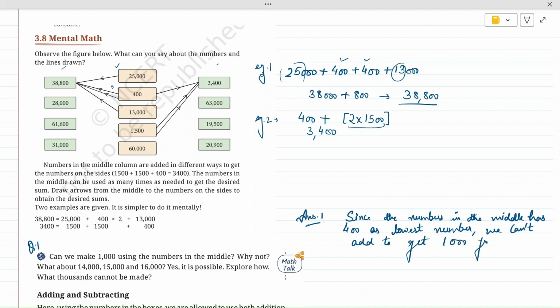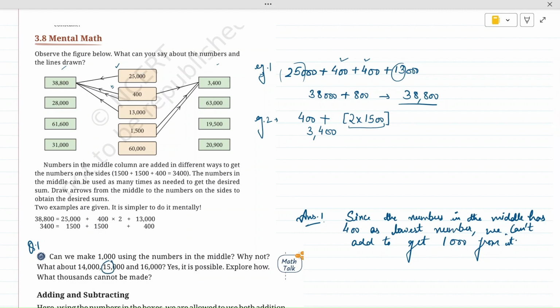Okay, 1000 from it. So this is one thing which we have seen here. Next is, what about 14,000, 15,000 and 16,000? So now in the next set we have 14,000, 15,000 and 16,000 also, and we have to see if we can make these numbers or not. So kids, for 14,000 we cannot make it.